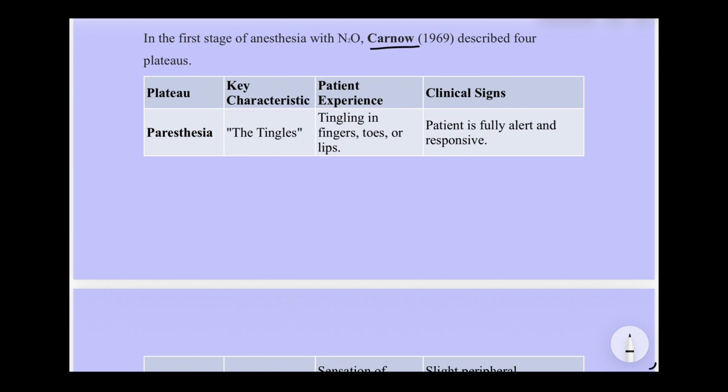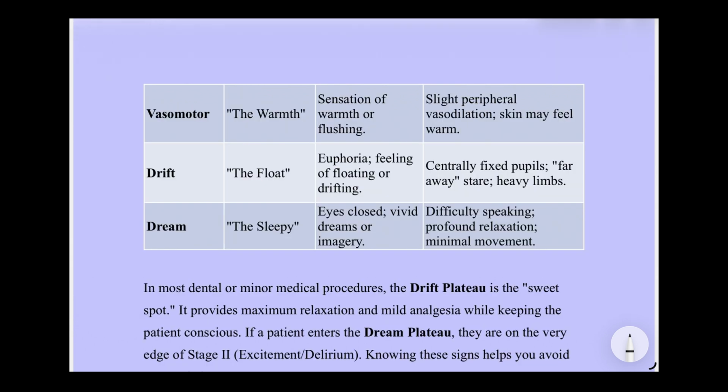So characteristic tingling: patient experiences tingling in fingers, toes, and lips, and clinical sign: patient is fully alert and responsive. A second is vasomotor. Vaso means blood vessels and motor refers to movement or action. So nitrous oxide causes the blood vessels near the skin to open up, which means it causes vasodilation. When blood flows closer to the skin, the body temperature feels higher.